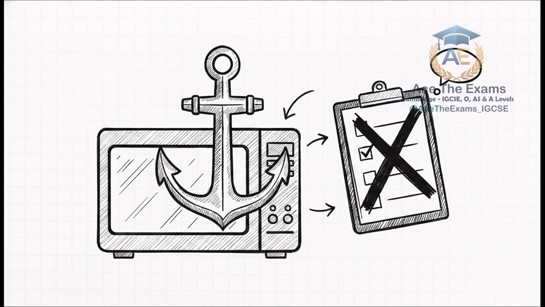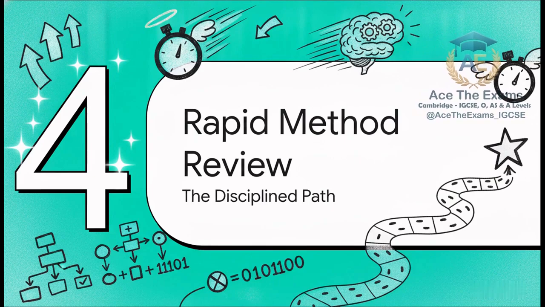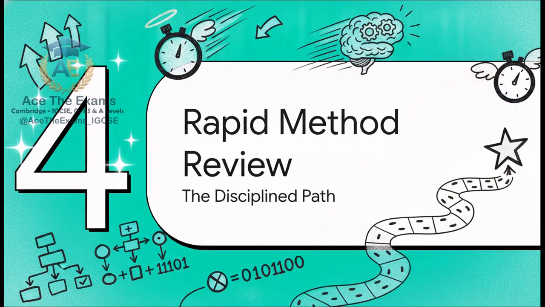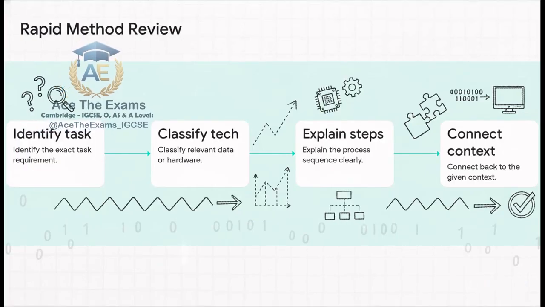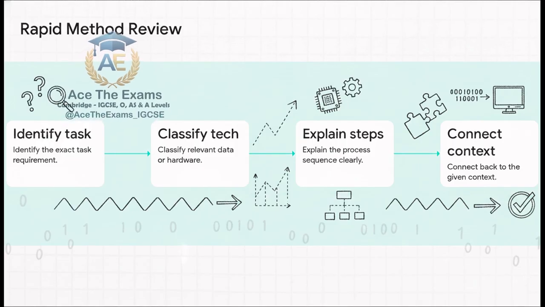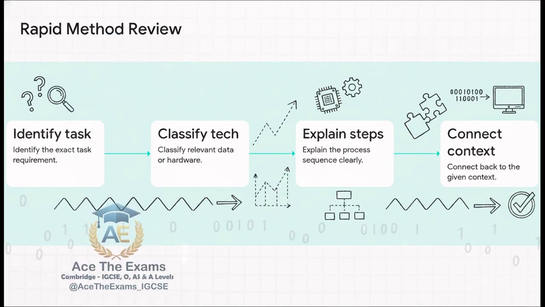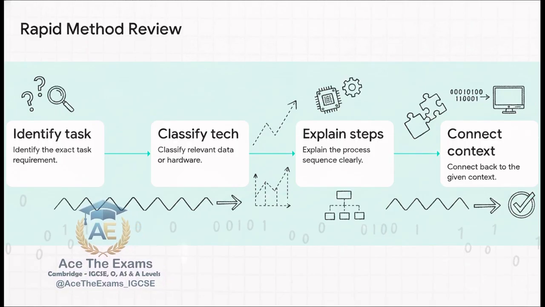Section 4, Rapid Method Review. This is the disciplined path. To guarantee those top marks, we are going to implement a technical methodology to carve a precise path through any exam question. Think of this as the computer science version of the PEEL framework: point, evidence, explanation, link. Following these 4 steps ensures you correctly diagnose the demand of the question. It stops you from just writing down everything you know without any direction.